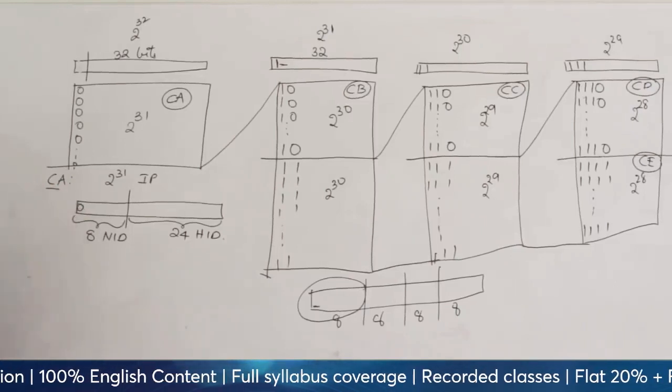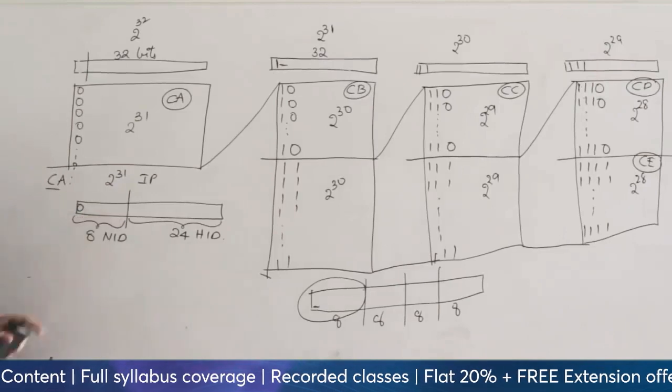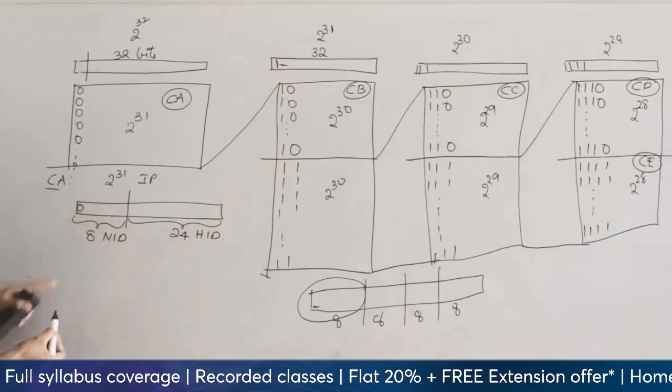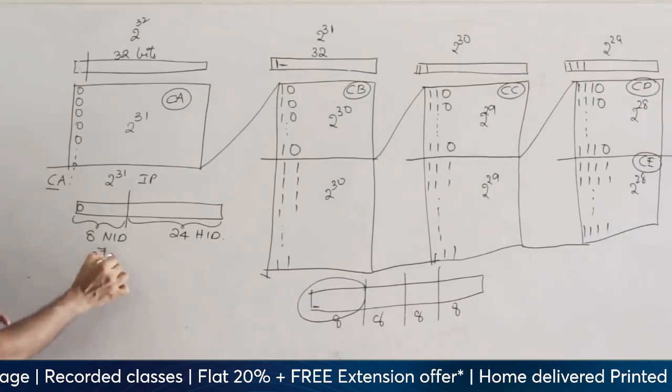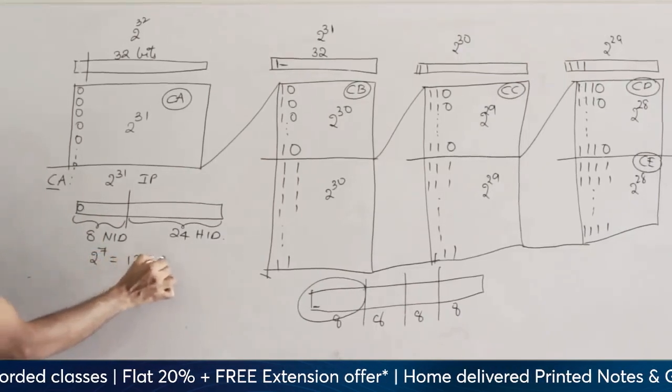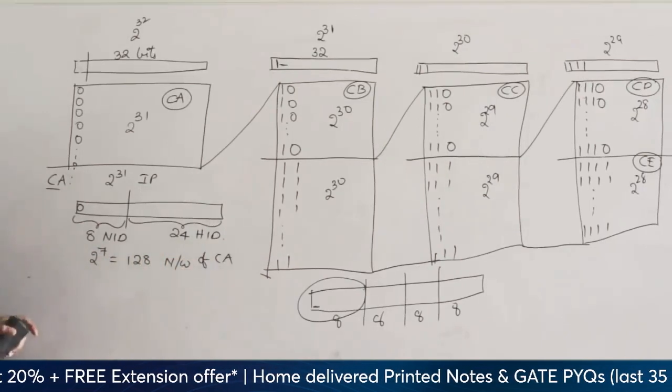Out of 8 bits, the first bit is already fixed as 0. Then how many bits are remaining here? 7 bits. So with 7 bits, how many networks of class A are present? With 7 bits, 2 power 7, which is nothing but 128 networks of class A are present, right?